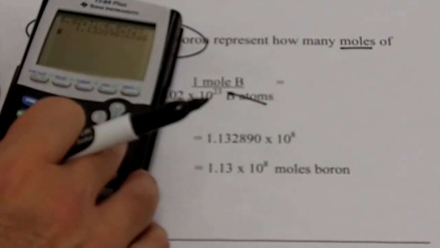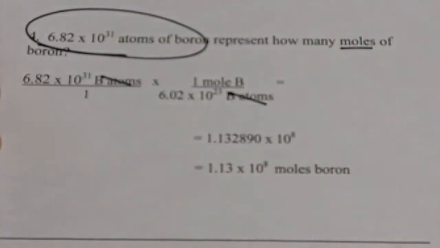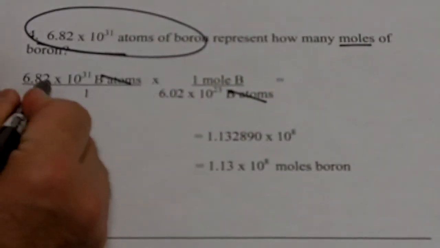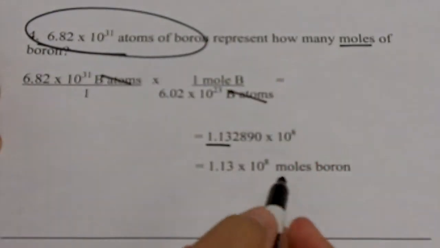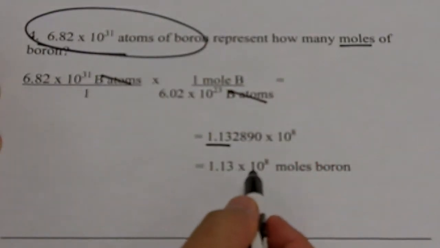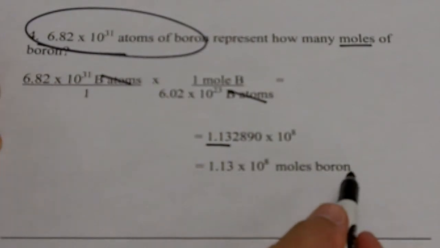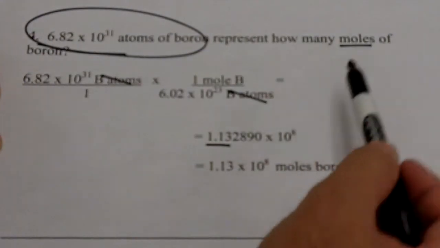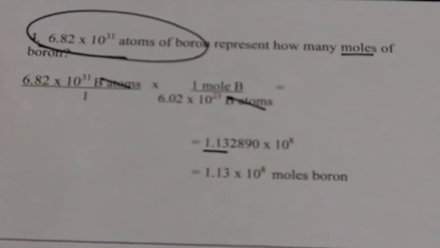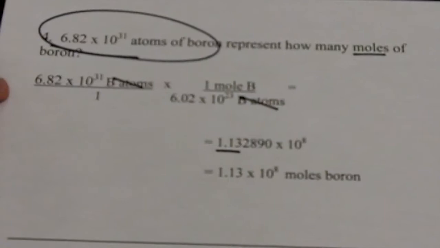1.132890 times 10 to the 8th. I can't keep all of those. I have 3 significant digits here, 3 significant digits here, so I can only have 3 significant digits. 1.13 times 10 to the 8th moles of boron is my final answer. That's what was left here, moles of boron. And I'm done, okay? I'm finished.